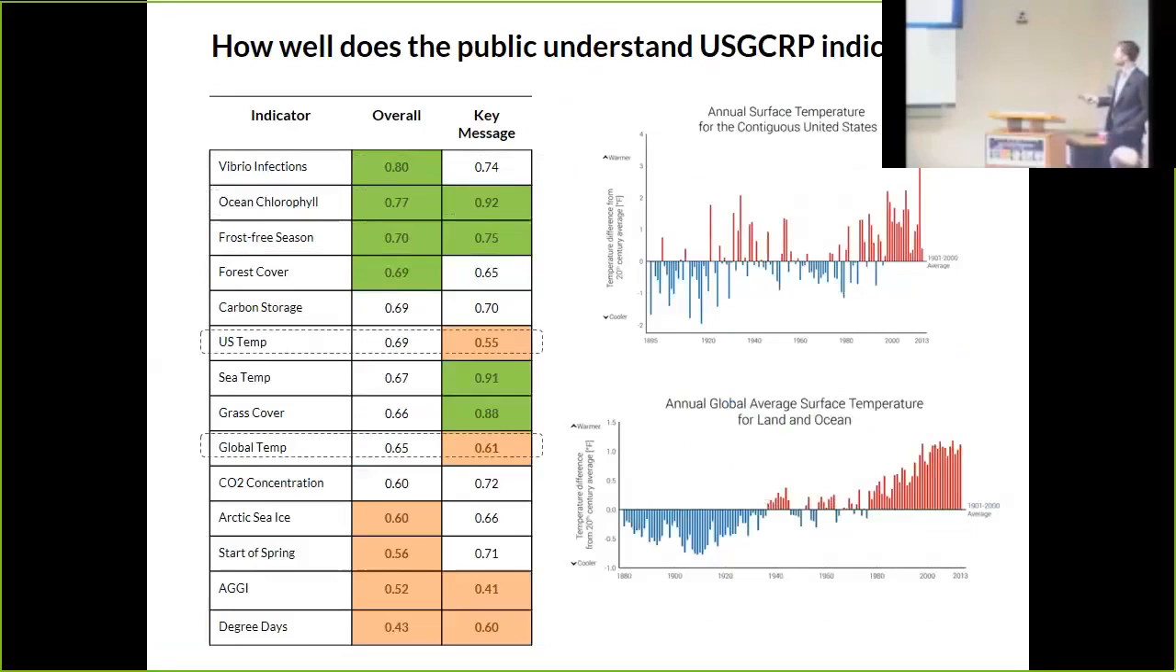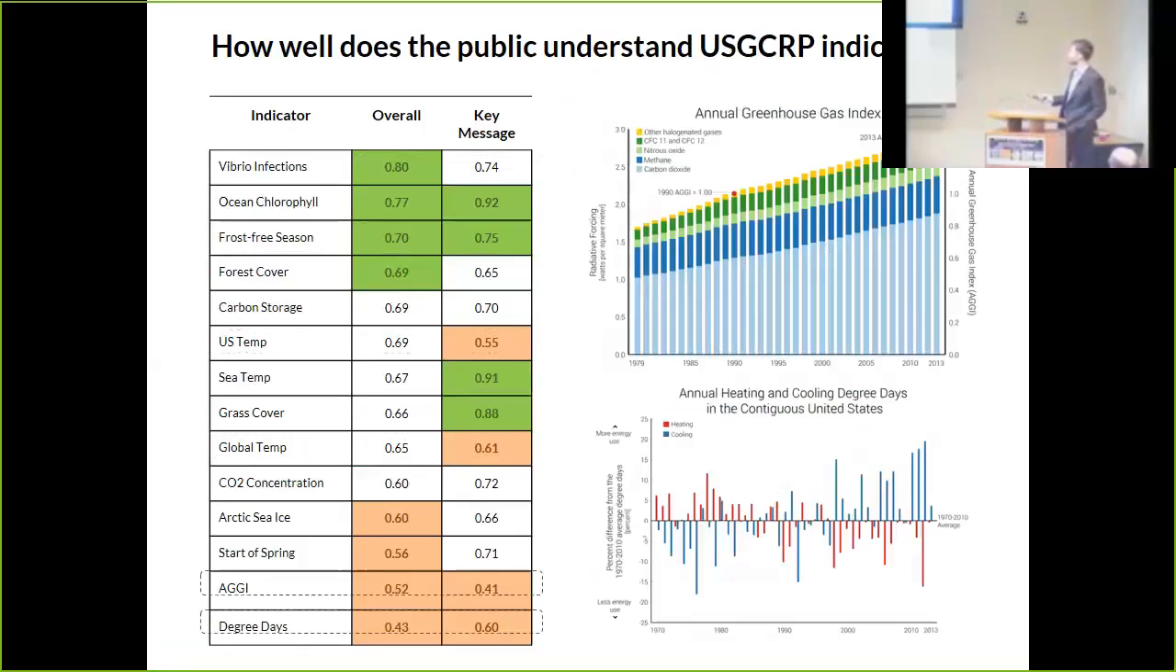Ones that were a bit in the middle, these are anomaly charts, so surface temperature and land and ocean surface temperature. The top one is for the US, the bottom one is for the globe. These, I think, especially for this one, had more to do with the pattern being a bit more complicated for, say, the non-scientifically inclined.